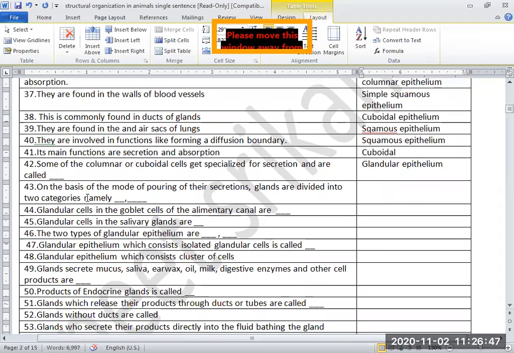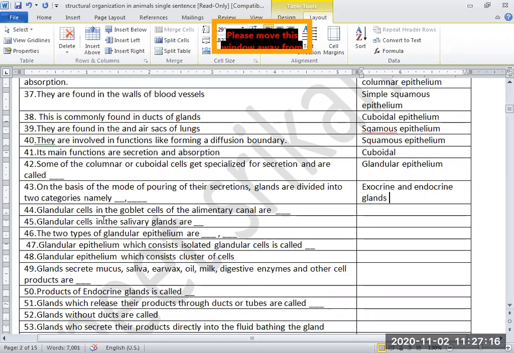Okay. On the basis of the mode of pouring of their secretions, glands are divided into two categories, namely exocrine and endocrine glands.